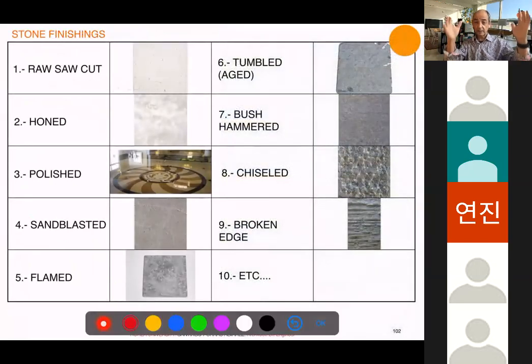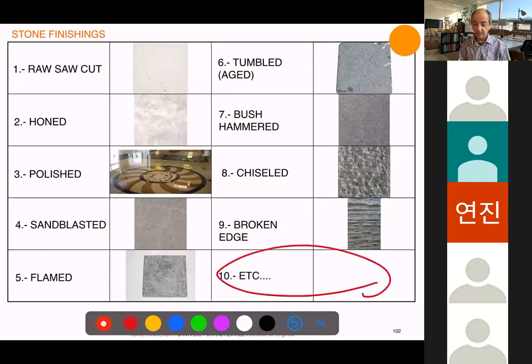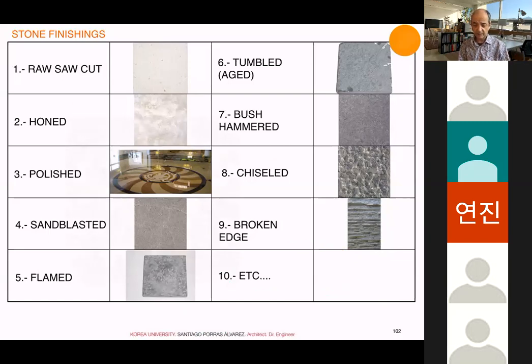This is a table with a summary of the finishings. Well, you have etc. because this is just a summary. These are the most common finishes we see in general.